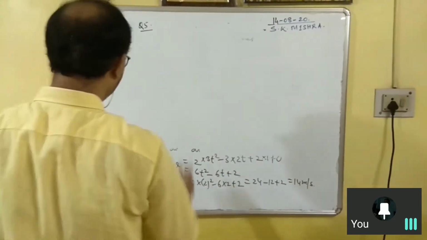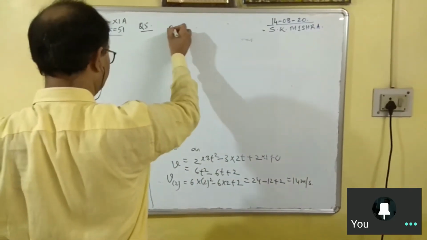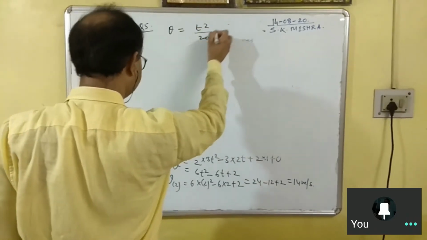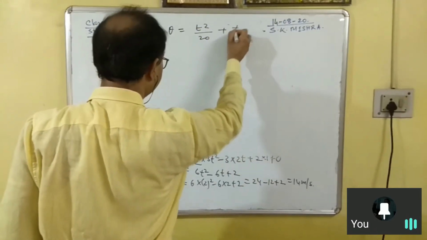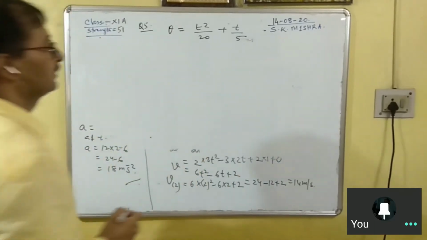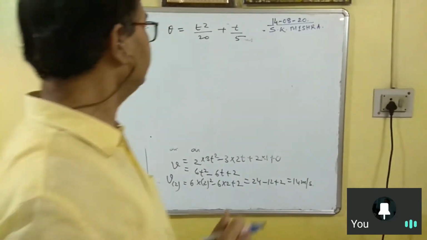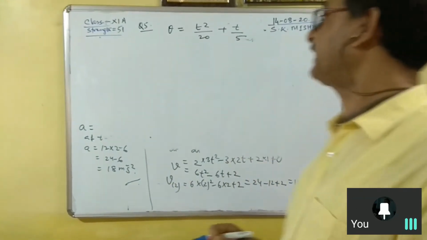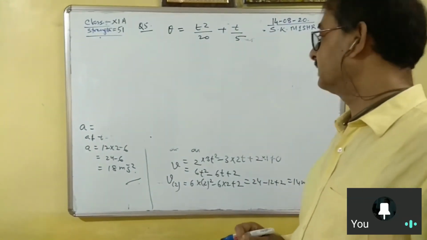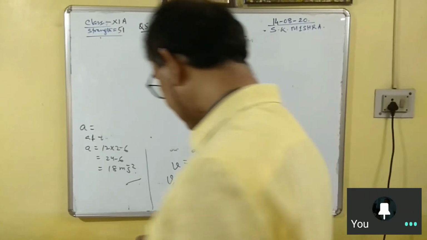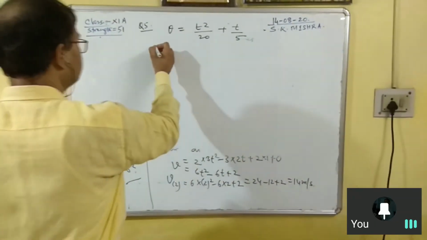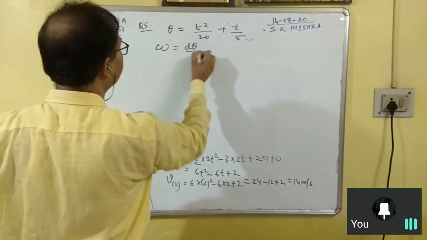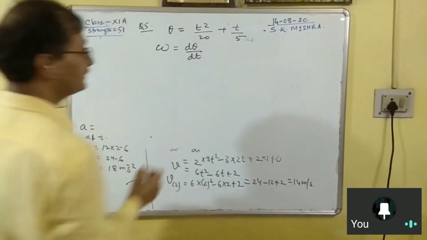If theta is equal to t square by 20 plus t by 5, theta is the angular displacement and t the time. Theta depends upon t. You have to find the angular velocity, which is omega, and omega is defined as d theta by dt.